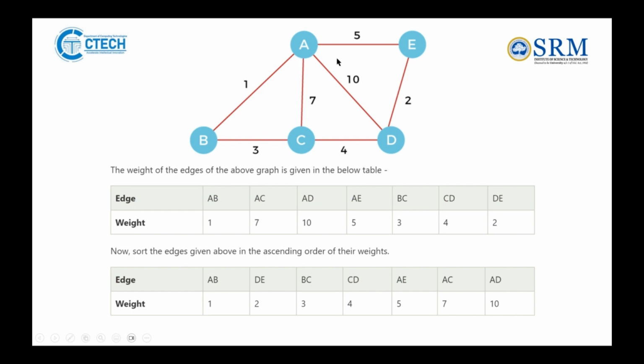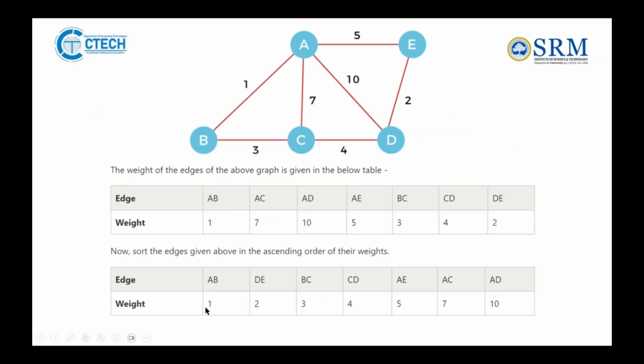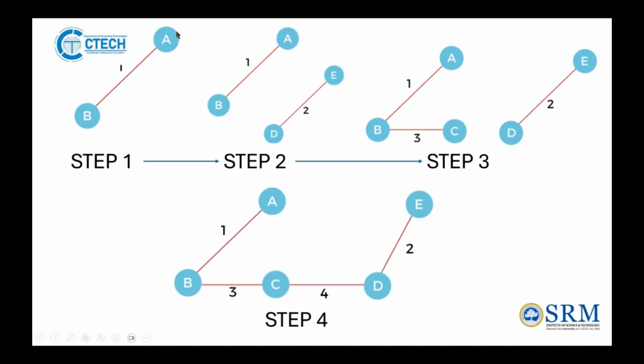Since we can see that there are 5 vertices here, for a minimum spanning tree we automatically determine that the number of edges we can take is 4. How Kruskal works is it starts by selecting the minimum weighted edge possible. So the minimum weighted edge is AB. So we draw A and B. Next, it selects the second smallest edge, that is ED with the weight 2.